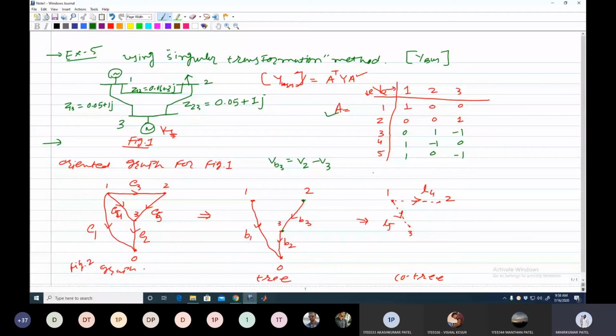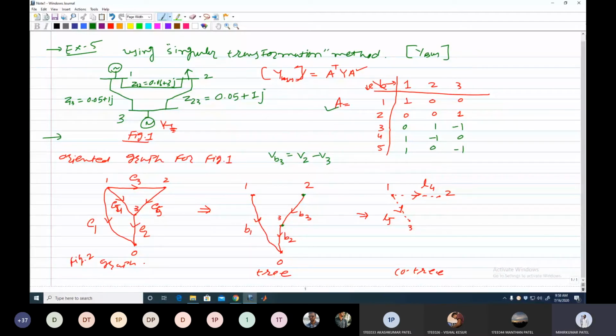Now next, you have to calculate the A transpose and Y matrix. You have already calculated A. So from this network, you have to calculate the Y matrix. What is the Y matrix? It is only the diagonal element primitive admittance matrix.